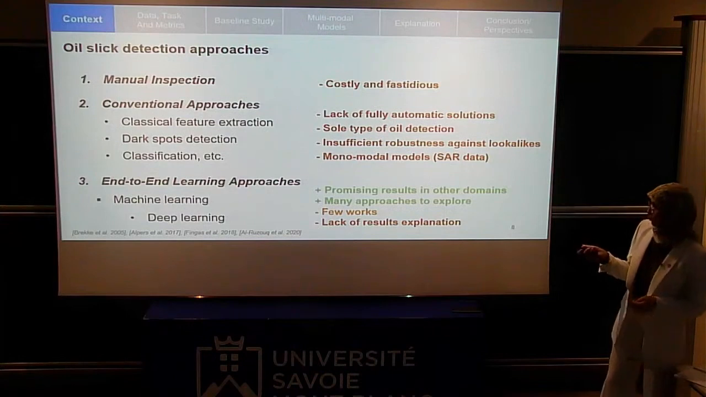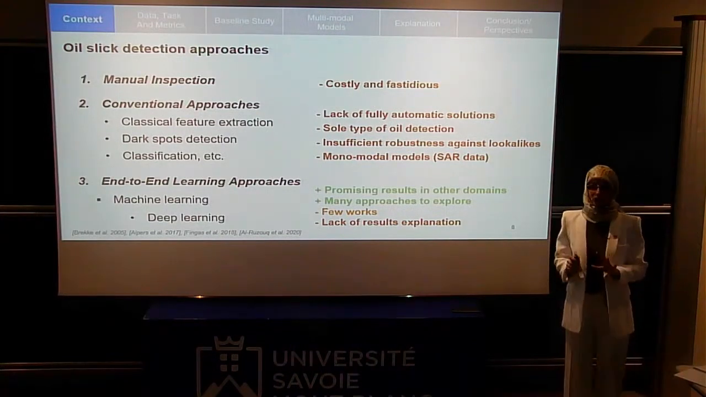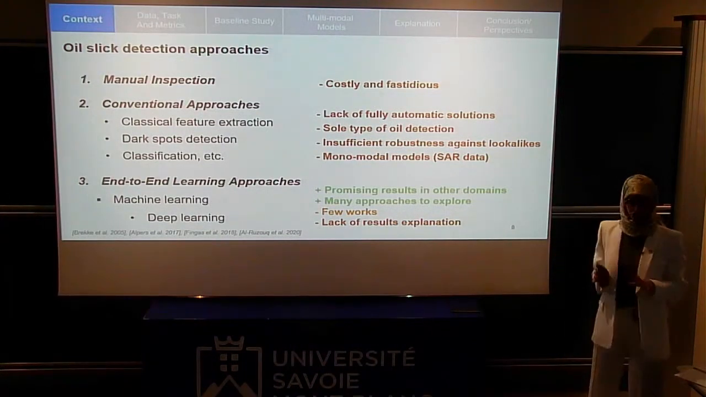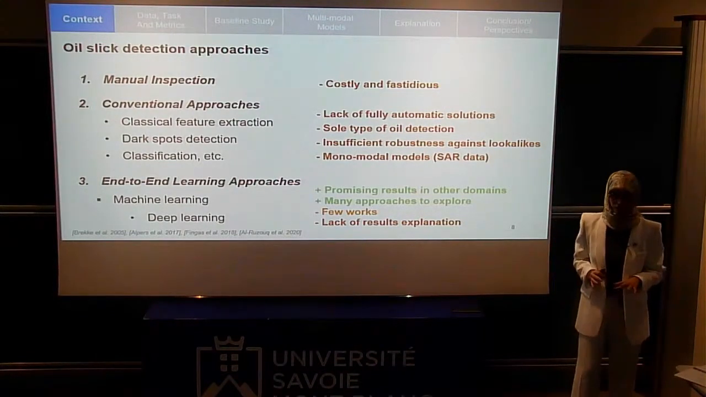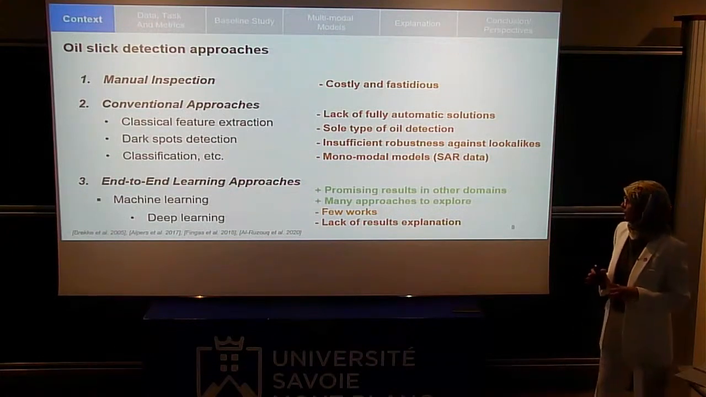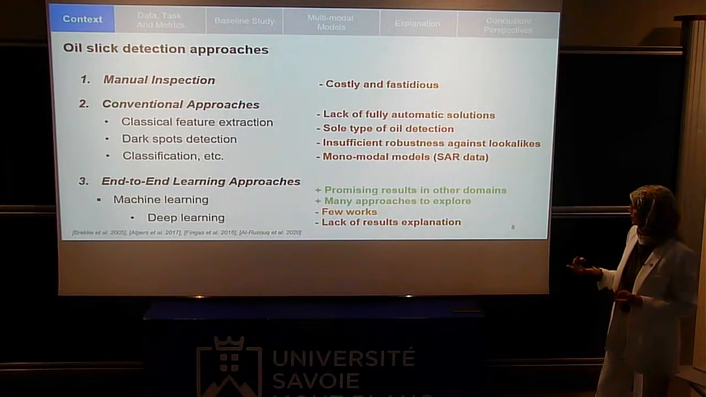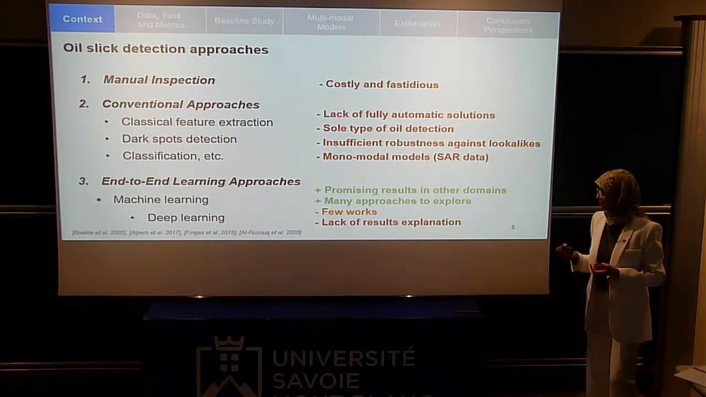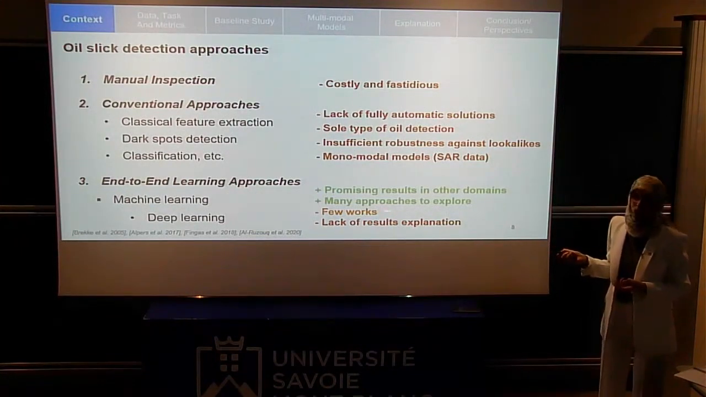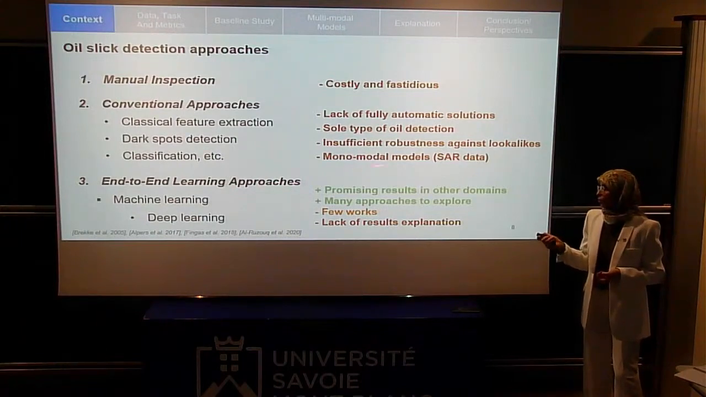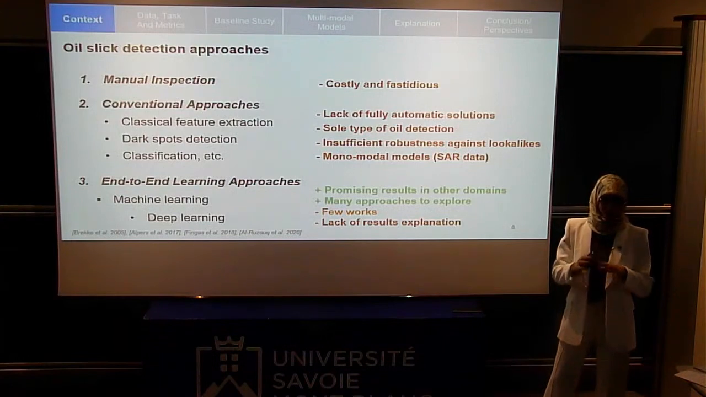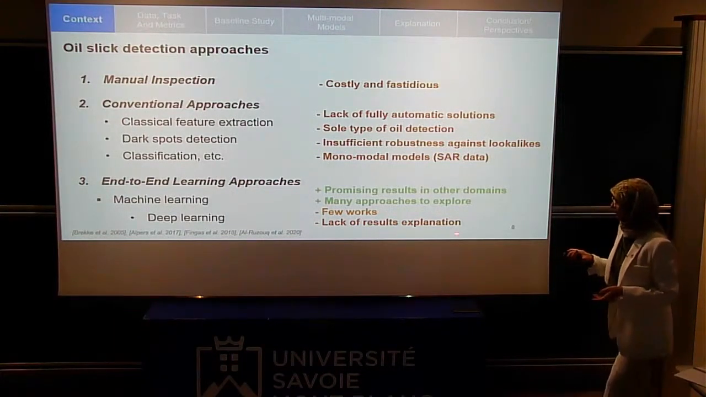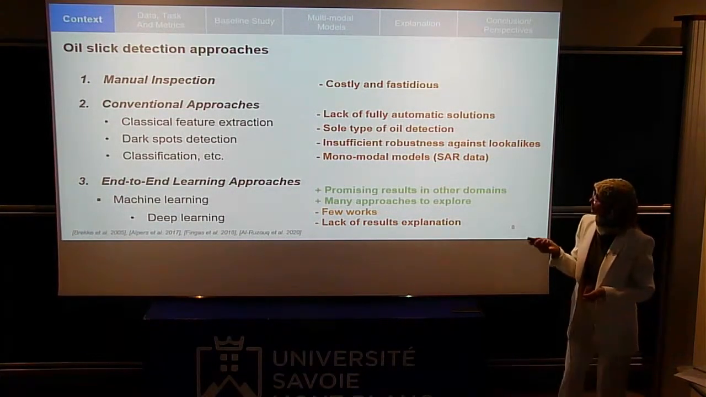The third category in which we are interested is the end-to-end learning approaches, including machine learning and deep learning approaches. This category is a promising category, giving promising results in several domains, and there are several architectures and ways to explore it. But in our context, there are only few works. And when we say deep learning, AI, we always say we don't understand the results. It's a black box. So it lacks result explanation.